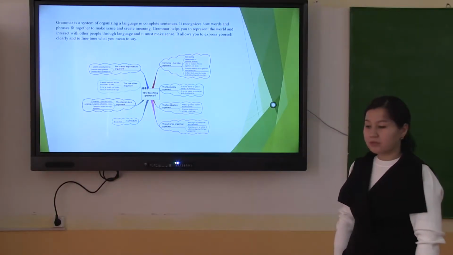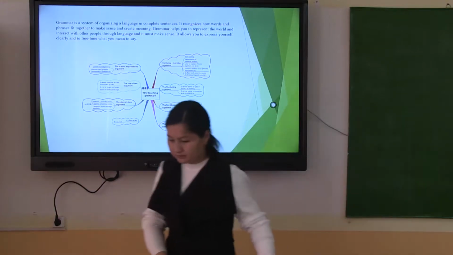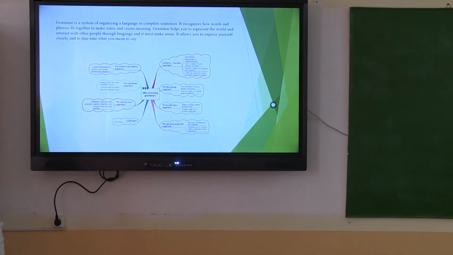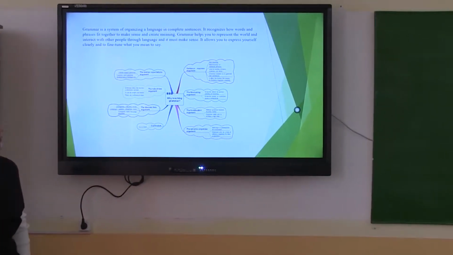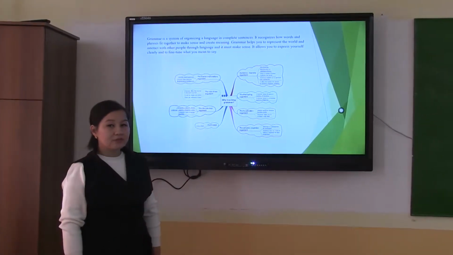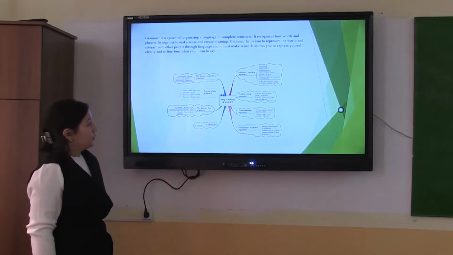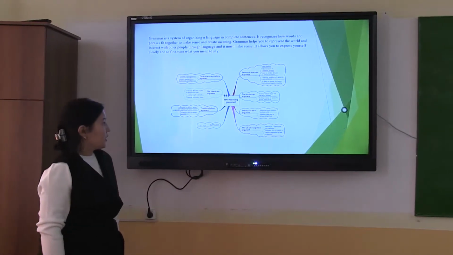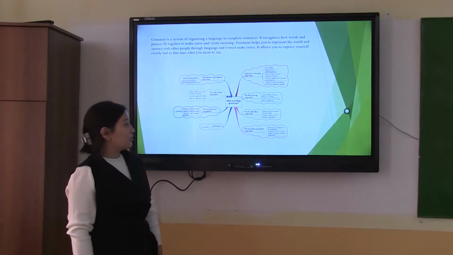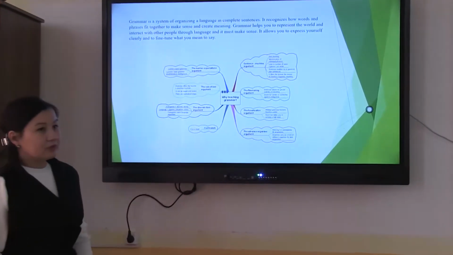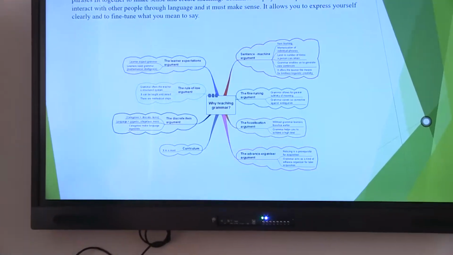Let's start with the first slide. Grammar is a system of organizing a language in complete sentences. It recognizes how words and phrases fit together. First of all, before we start teaching grammar, we have to identify the purposes of teaching grammar, why we should teach grammar. First of all, there are some purposes and reasons.